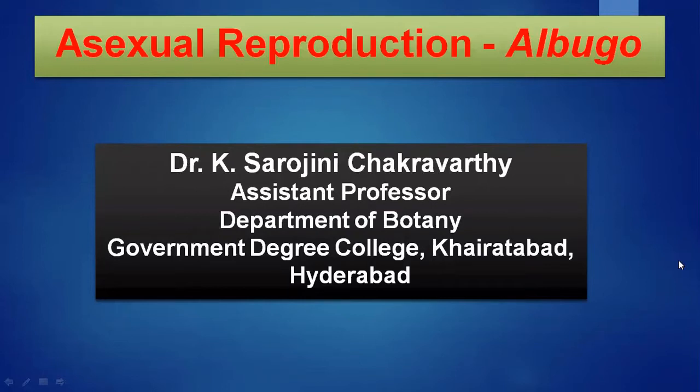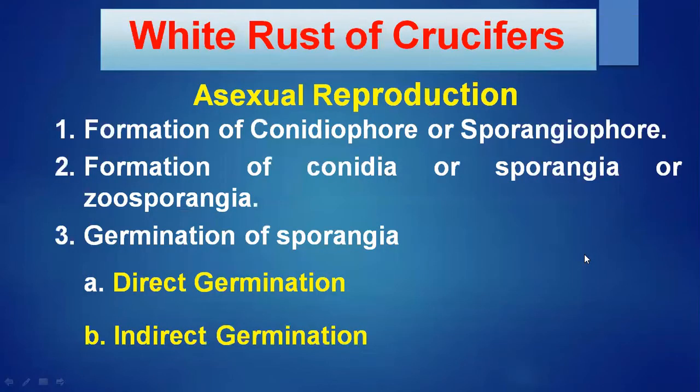Asexual reproduction in Albugo takes place in three steps. The first one is formation of conidiophore or sporangiophore. After that, formation of conidia or sporangia or zoosporangia. That is the second step. After that, germination of sporangia. The germination of sporangia occurs in two ways. Depending on the temperature, it may be a direct germination or an indirect germination. Now we'll see each step in detail.